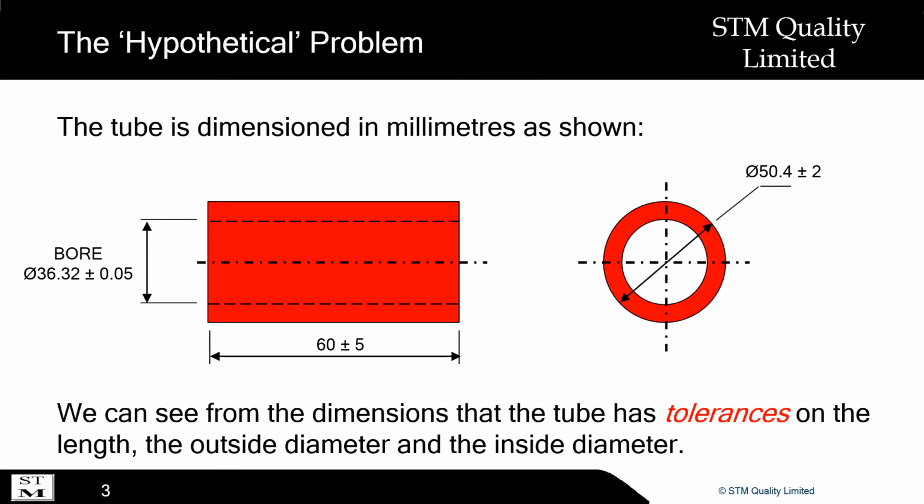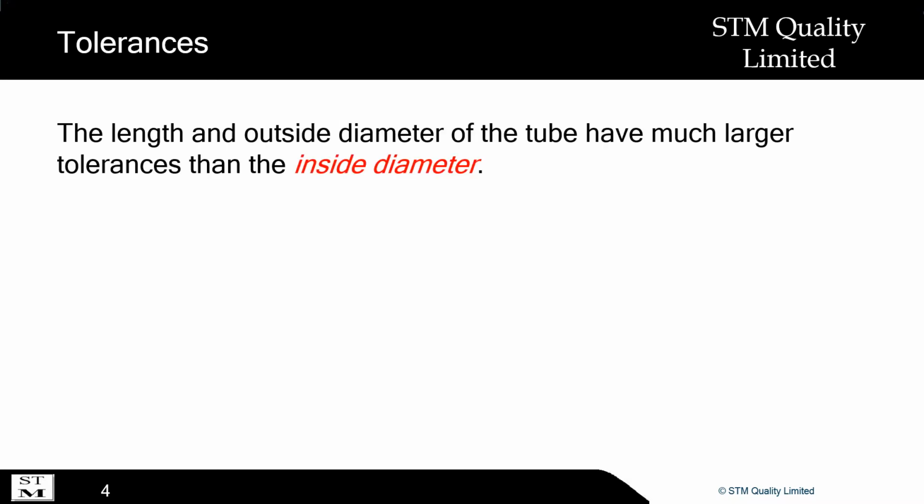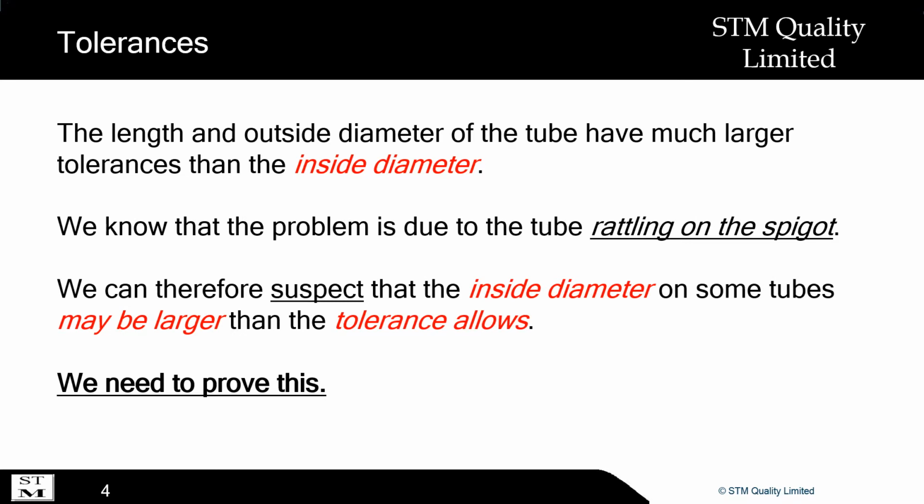We can see from the dimensions that the tube has tolerances on the length, the outside diameter and the inside diameter. The length and outside diameter of the tube have much larger tolerances than the inside diameter. We know that the problem is due to the tube rattling on the spigot. We can therefore suspect that the inside diameter on some tubes may be larger than the tolerance allows. We need to prove this.